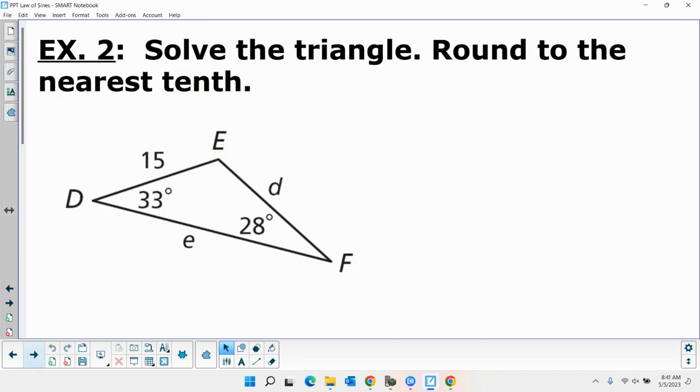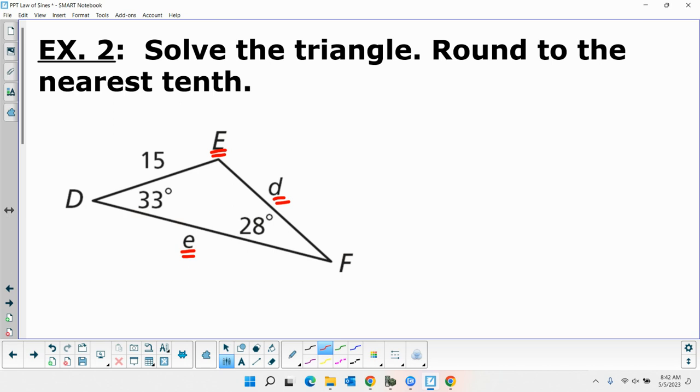So here I have two angles and one side, all right? So I have to find these three things. I have to find side E, side D, and angle E to solve my triangle. That's how they're going to start. You're going to have three bits of information, three pieces, all right? And then you're going to find the missing three pieces, all right?